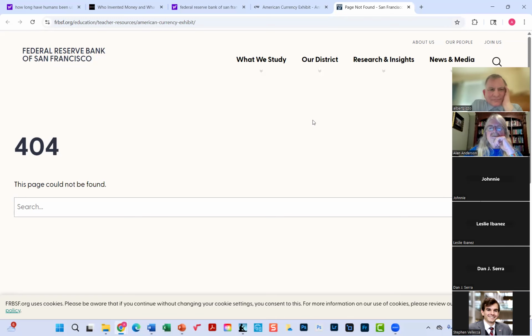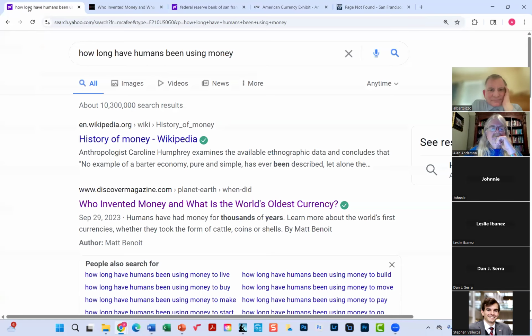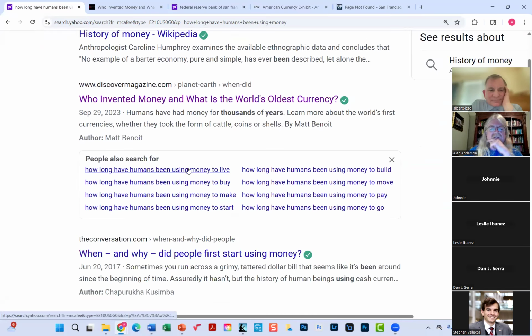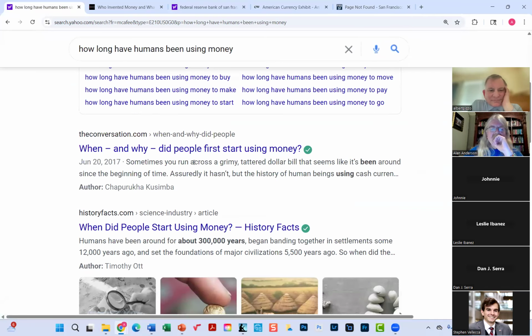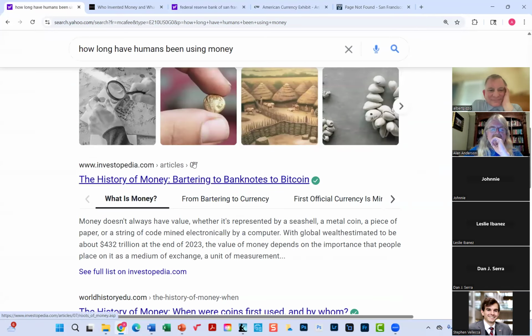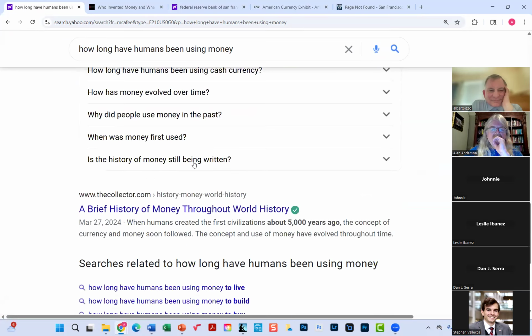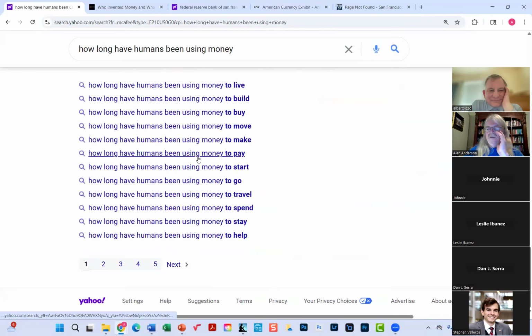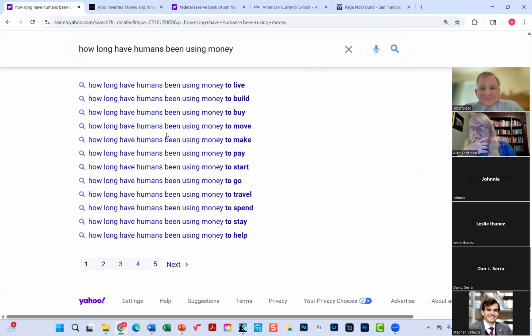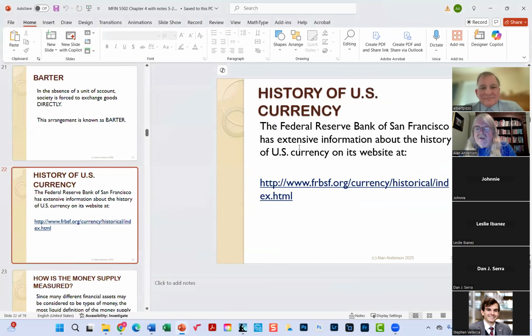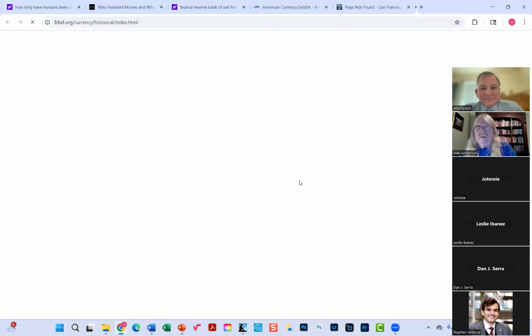I actually was looking at this fairly recently. I know it's out there. Well, anyway, if you could find the right link, you can actually take a look at pictures of a lot of historic U.S. notes and coins, and there have been a lot of really interesting ones.